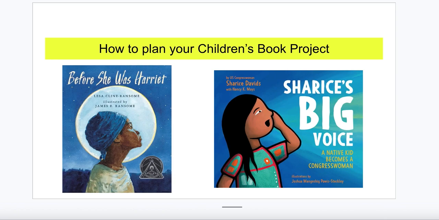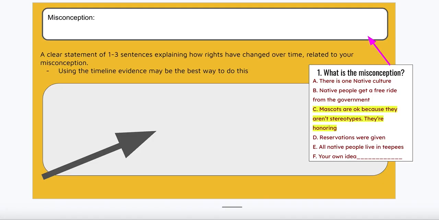Okay, let's talk about how to plan your children's book project. So, we are in the Fixing Misconceptions final project how-to, and everybody has to do this first step, which is where you make clear to me which misconception you chose, and this is the ones that we're thinking of, right? You must be one of these five. And then the evidence that you're going to talk about: how did rights change over time?